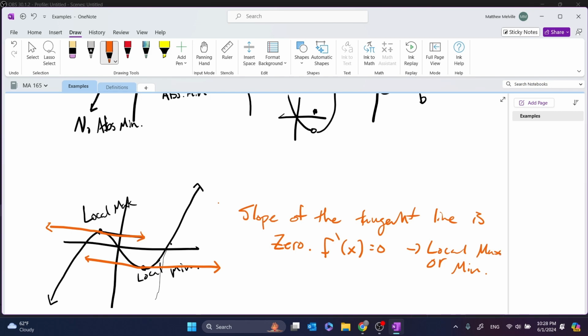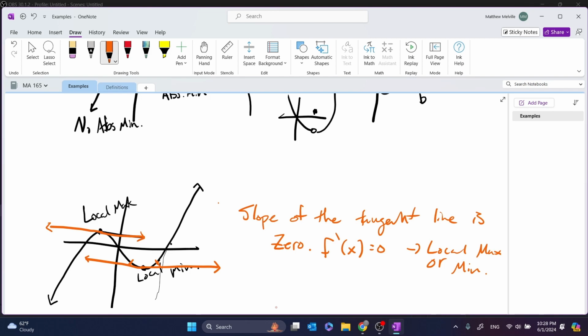So the question then becomes, how can we tell if it's a maximum or a minimum? And you guys are going to figure that out in your problems. The answer is you look at points around it, either the function values, or you can think, is it increasing or decreasing? We'll talk about that later. So just know that it'll be a local maximum or minimum.